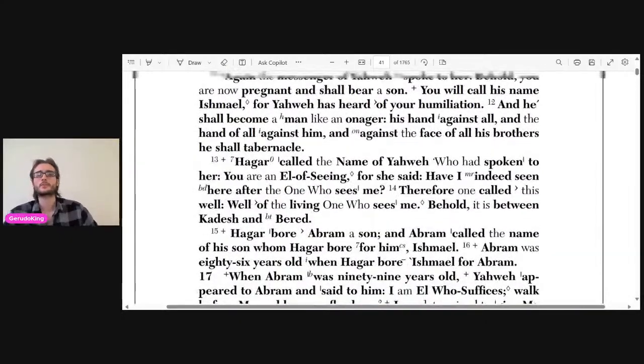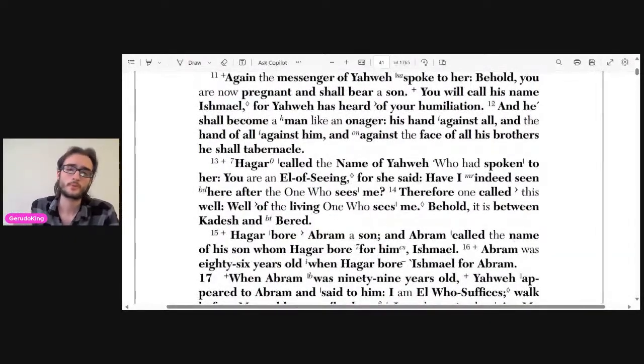And the messenger of Yahweh spoke to her, Behold, you are now pregnant and shall bear a son. You will call his name Ishmael, for Yahweh has heard of your humiliation. And he shall become a man like an onager, his hand against all, and the hand of all against him, and against the face of all his brothers he shall tabernacle.